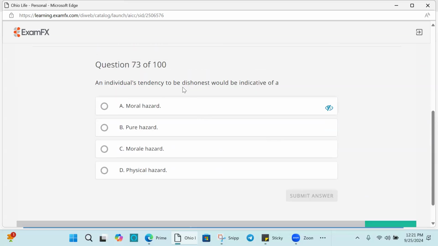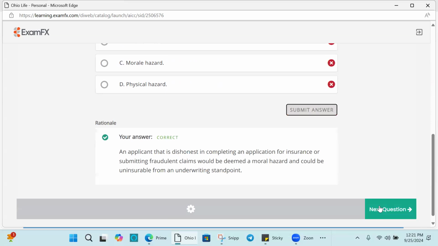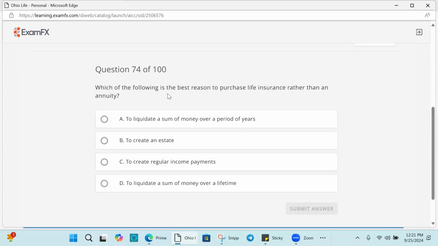An individual's tendency to be dishonest would be indicative of a moral hazard. Which of the following is the best reason to purchase life insurance? To liquidate a sum of money over a period of years, that's an annuity. To create an estate, that's life insurance. To pay regular income payments, that's an annuity. To liquidate a sum of money over a lifetime, that's an annuity.